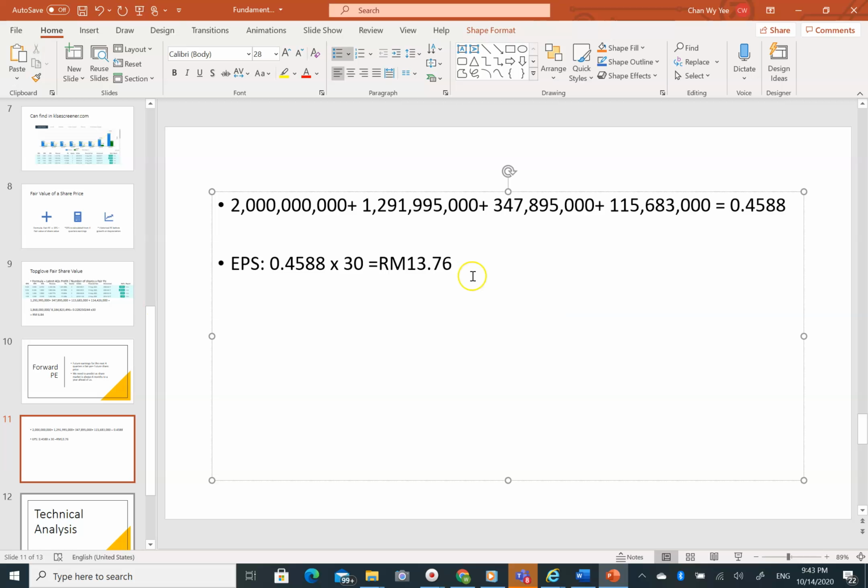Okay, so once we know this fair share price, we know how far the share can go, we can sleep well at night. We don't have to be afraid, and if it drops, we are very assured that it will go up because it's a good company and it is making lots of profit. So technically and logically speaking, with an earning per share of 45 cents times 30, the fair share value is 13 ringgit 76 cents. So Top Glove can go even higher.